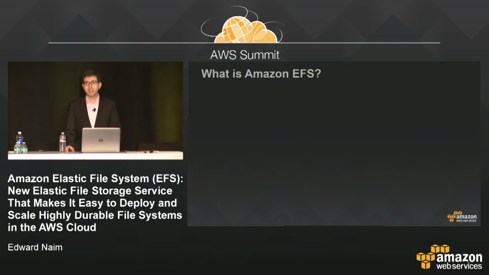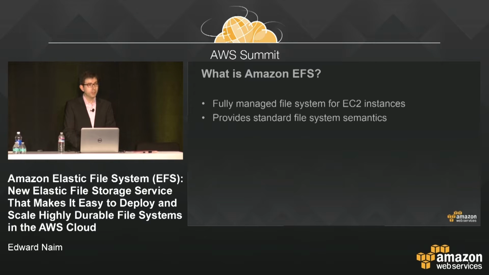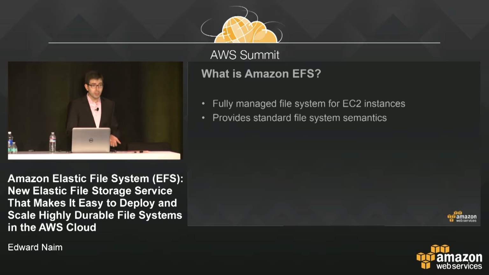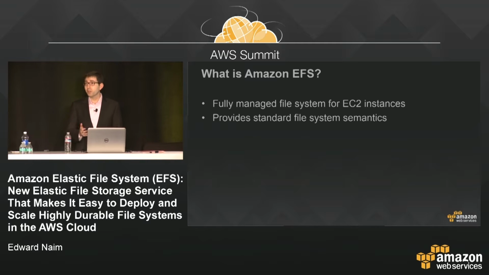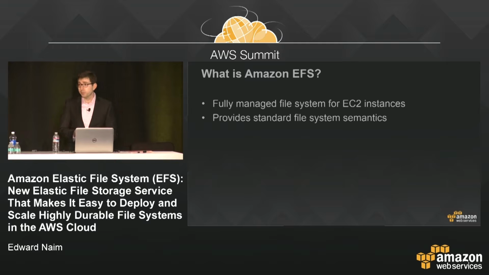So what are the features of EFS? It's a fully managed file system for EC2 instances. So there's no hardware to maintain and no software file layer to maintain. It provides standard file system semantics. So you get what you'd expect from a file system. You have read after write consistency. You have the ability to store your files in a hierarchical directory structure. And you have file operations like append and atomic rename. And you have the ability, for example, to write to a block in the middle of a file.